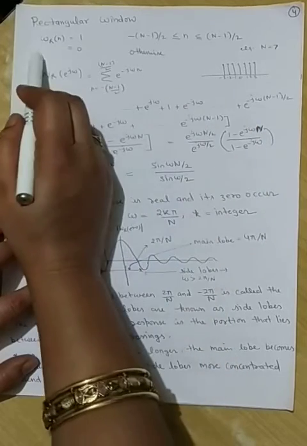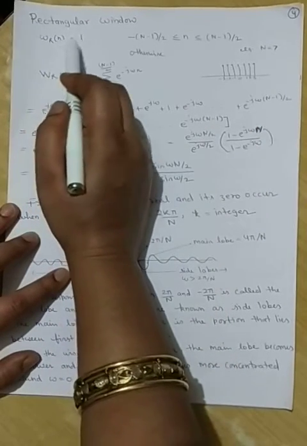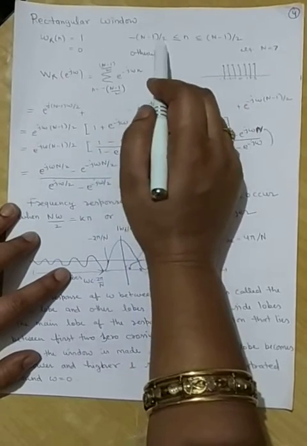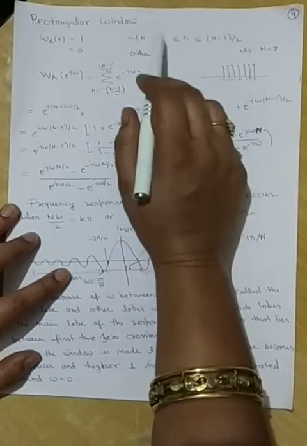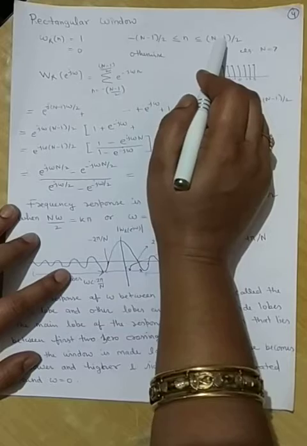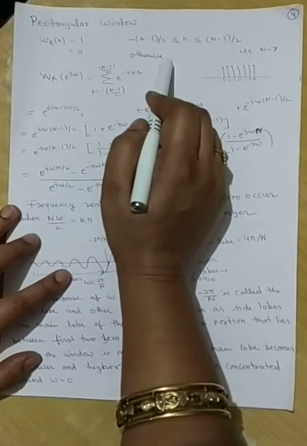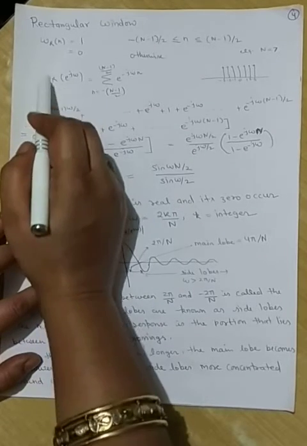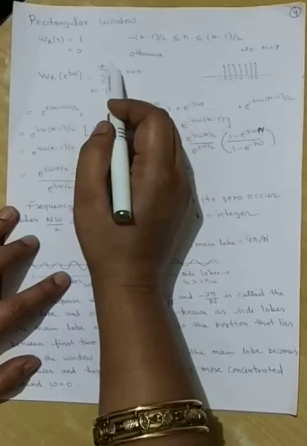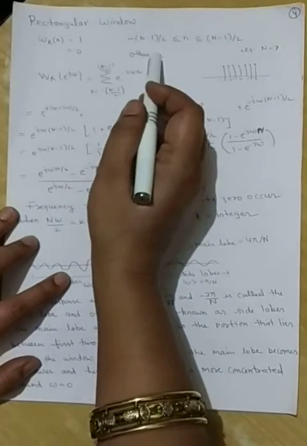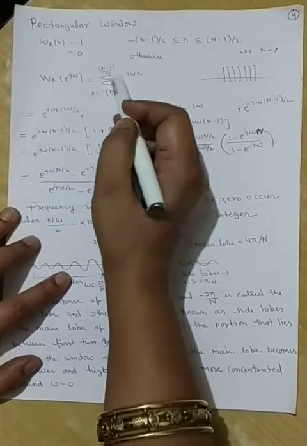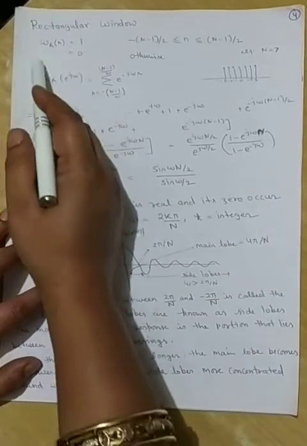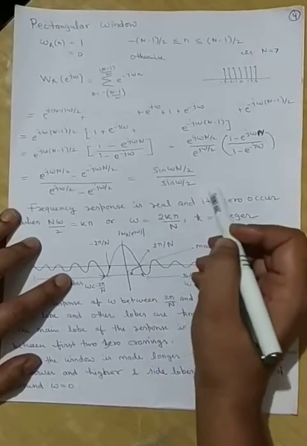This is the impulse response of the window, which can be expressed mathematically as w_R[n] equal to 1 in the range of -(N-1)/2 to (N-1)/2. When you put N equal to 7, certainly you will get from -3 to 3, and 0 for all other values of n. When you take the frequency response of this window, you have to apply the Fourier transform, and in this region from -3 to 3 the value will be 1. After putting this, you will find that the response of the rectangular window is a sinc function.